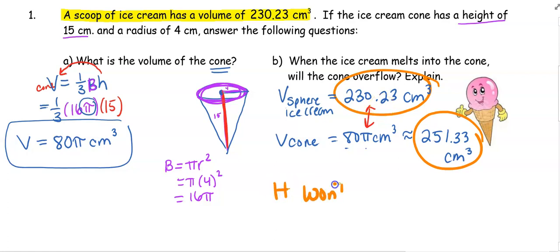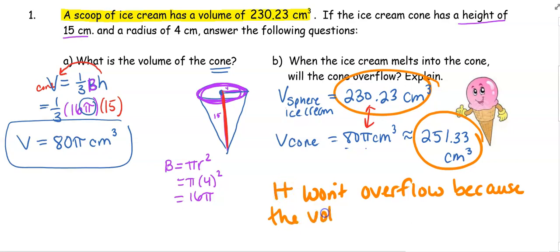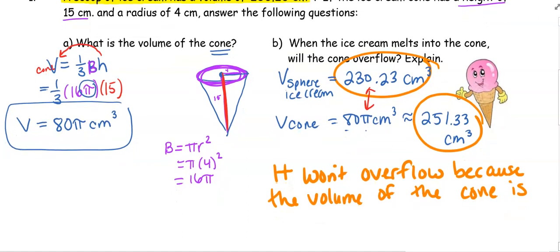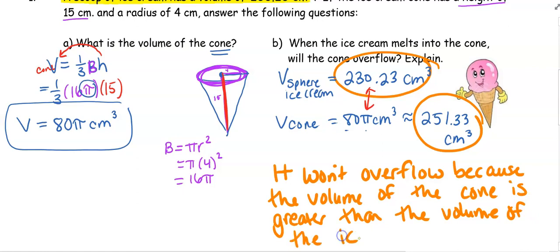It won't overflow because the volume of the cone is greater than the volume of the ice cream. What that means is that the cone can hold more than the ice cream itself. If the ice cream volume was bigger than the cone volume, then there wouldn't be enough room. It would overflow. All right, let's go to our next one.